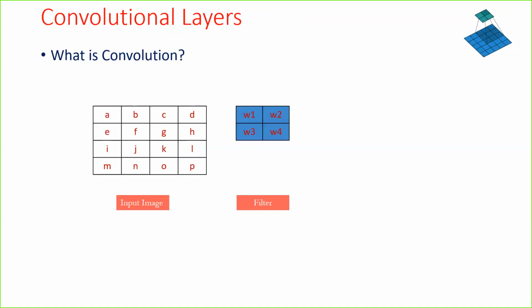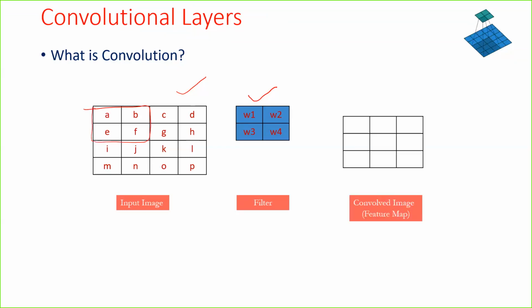So the filter is 2 by 2 here, or the kernel size is 2 by 2 here, with the 4 weights W1, W2, W3, W4. Suppose I apply this filter on this image, how do we perform the convolutional operation? The first thing we have to do is place the filter on the top left corner. So map the weights with the corresponding variables.